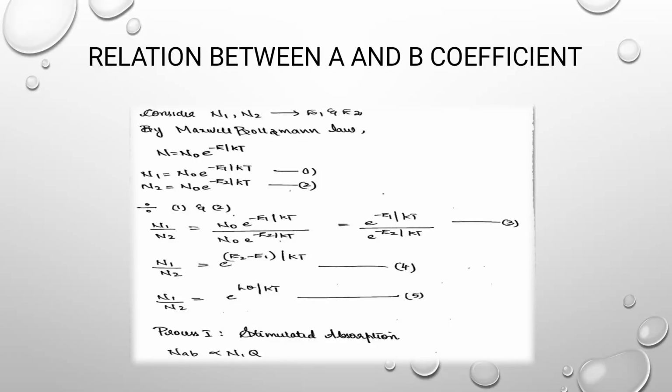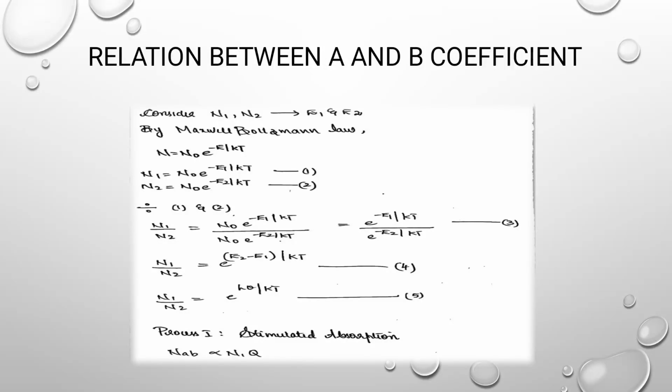Relation between A and B coefficients. Consider N1 and N2 to be the populations of two energy states, and E1 and E2 are the energies of these two states respectively. By the Maxwell-Boltzmann law, N is equal to N0 e raised to minus E by kT. Then N1 is equal to N0 e raised to minus E1 by kT, and N2 is equal to N0 e raised to minus E2 by kT.